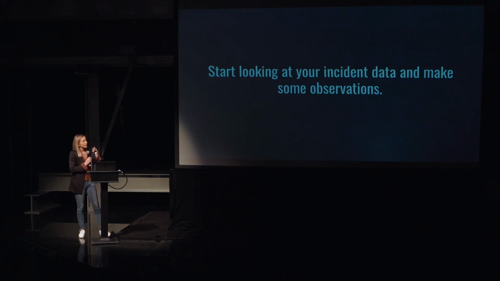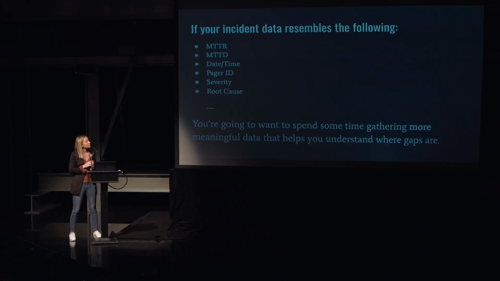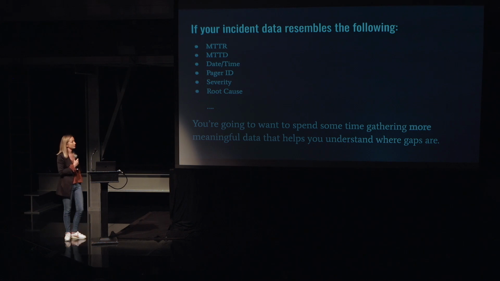So another way you can start designing chaos experiments is by looking at your incident data and making some observations. Now, if your incident data resembles the following, which a lot of organizations do, like MTTR, MTTD, MTTA, date, time, pager ID, severity, this is not going to help you in designing a chaos experiment or understanding how you're doing.